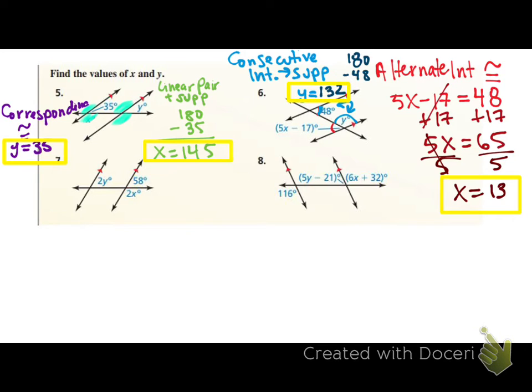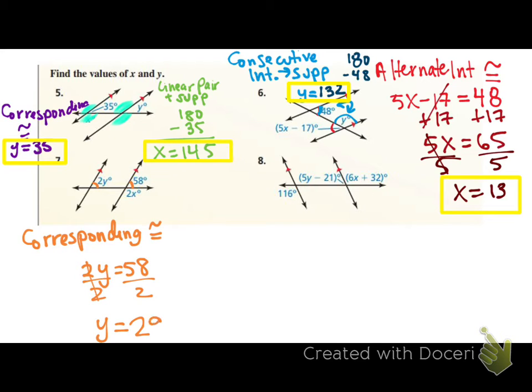Number 7, name a relationship that one of these angles have with 58. Which of these do we want to start with? We know 2y. What relationship do they have? They're corresponding. And we know the measure of corresponding angles is that they are congruent. So 2y equals 58. Divided by 2. Y equals 29.